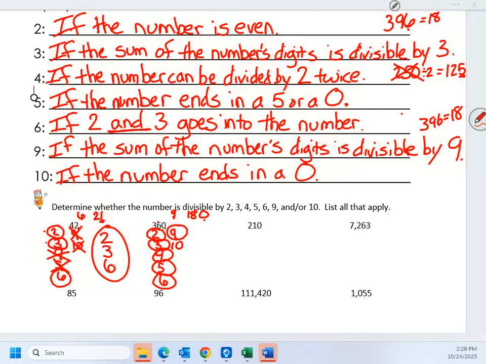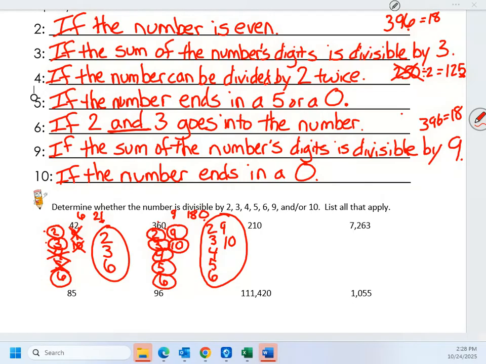And is it divisible by 10? Does it end in a 0? Yes, it does. So look at that. This is actually a number that is divisible by all of my numbers. So I'm going to write all of my numbers and circle them.